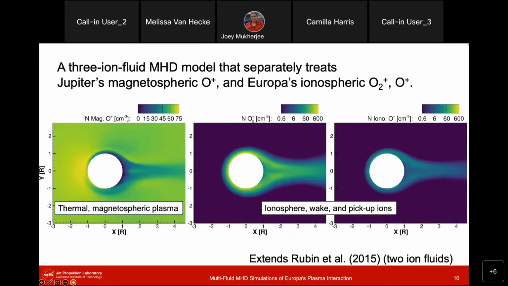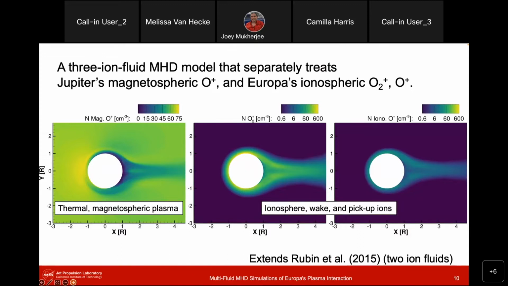So I said that this is a multi-fluid model. What I mean by that is that it has 3 ion fluids. So we're separately treating the thermal, ambient, magnetospheric plasma. You can see that the density is roughly uniform far away, and then everything gets sort of piled up on the front side of the interaction, and then as the plasma flows to the right, there's these cavities because it's been obstructed and nothing's being generated there.